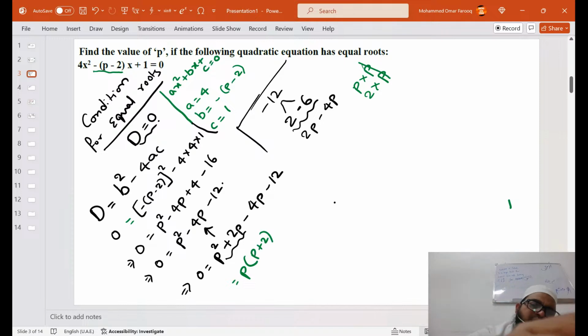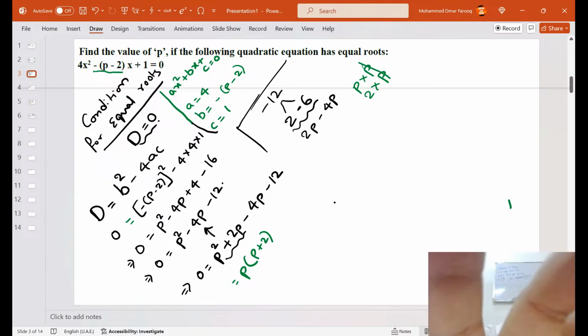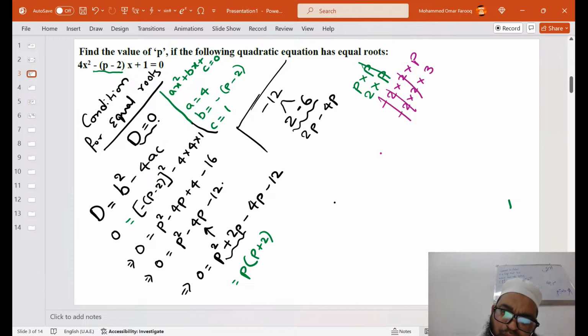And now, what are the next two terms? Next two terms are minus 4p minus 12. So minus 2 into 2 into p, and minus 12 you write as minus 2 into 2 into 3, which is common, minus 2 into 2. That means minus 4 is common. When I take minus 4 common, what is left out?